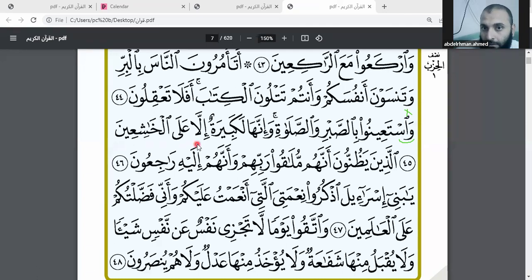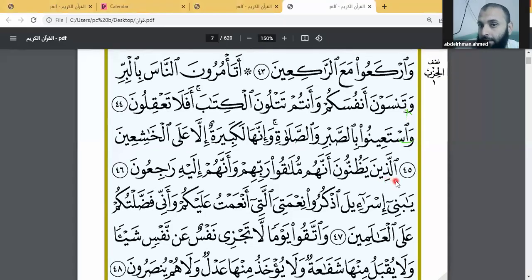So how can we start? You know now how to start. Here, it's in the beginning, so I will say alladhina. Okay. But how about if it's in the middle like this? Ala al-khashi'in. Should I say ala al-khashi'in? No. In the middle of the sentence, we don't read Hamzat al-Wasl.